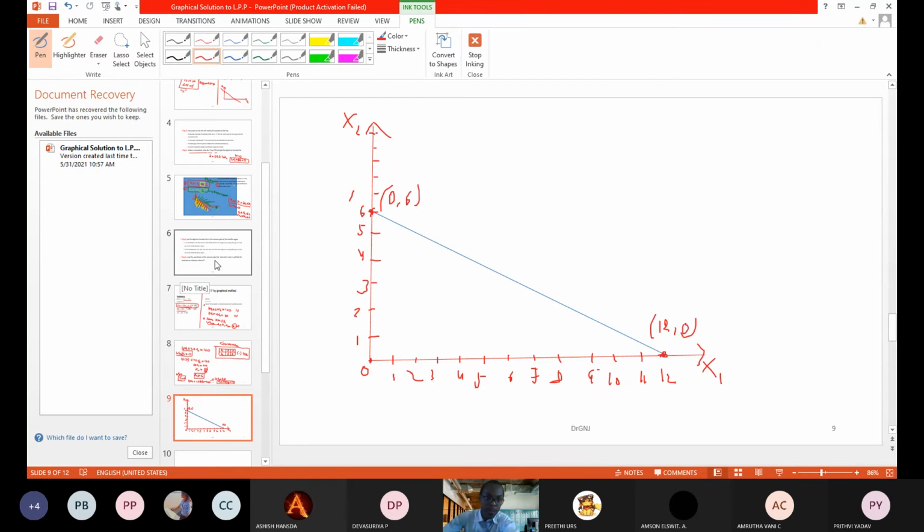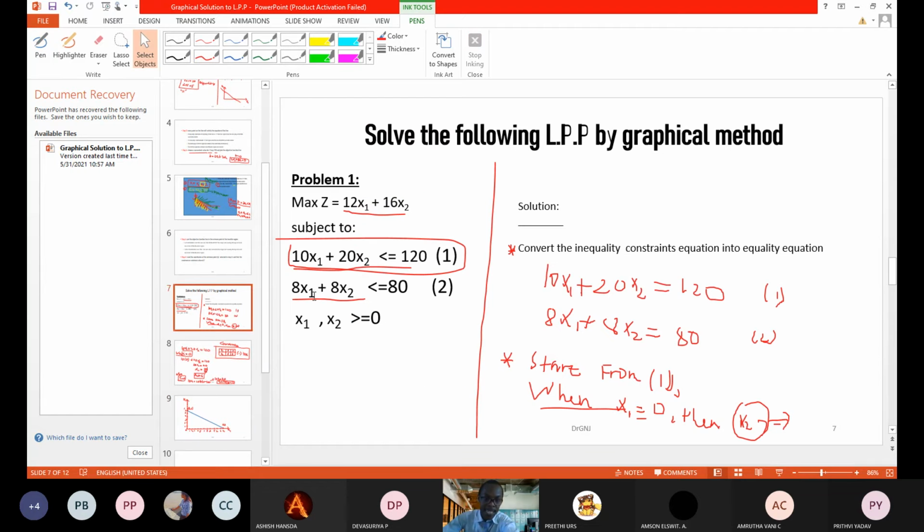Second line is going to be for the second equation. For the second equation, for the sake of time, if x1 is equal to 0, what is the value of x2? 8 x2 is equal to 80. Now x2 is equal to what? 80 divided by 8 is equal to 10.